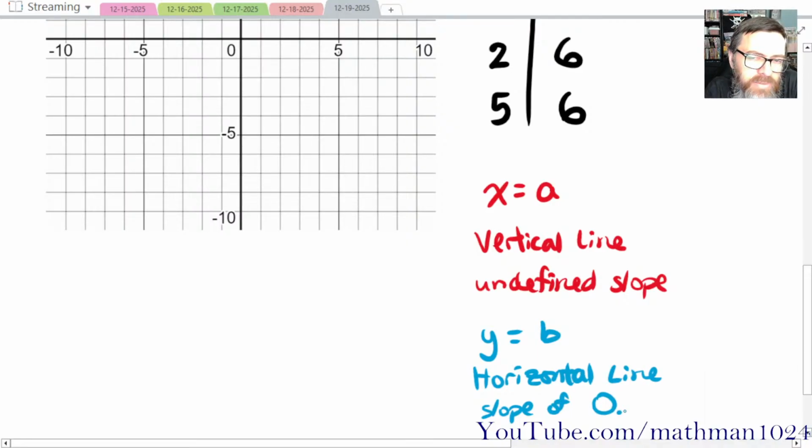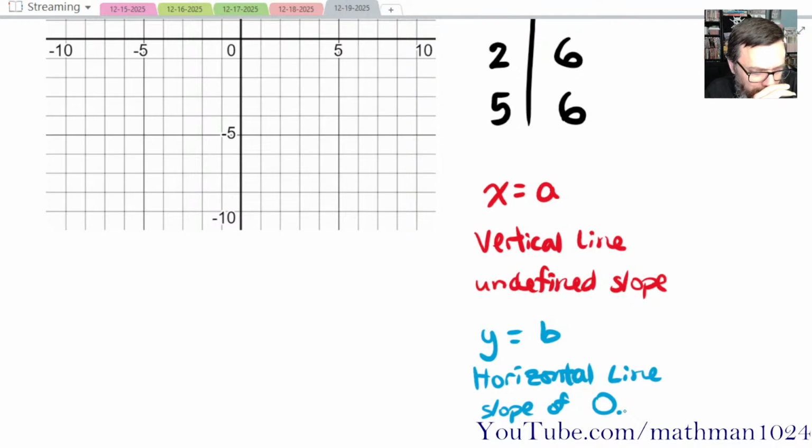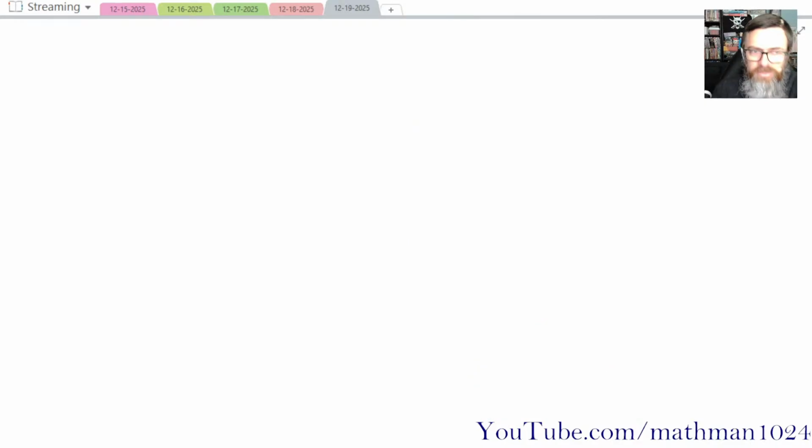So it's important to remember these, because later on we're going to be talking about horizontal and vertical lines in terms of things called asymptotes. And that's going to be, I think, next week? I can't remember. I'll have to look. Yeah. All right, so let's move on to the bigger topic here for the rest of our time, and that's writing equations of lines.